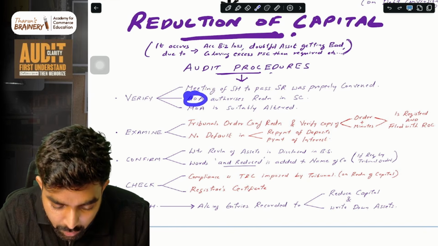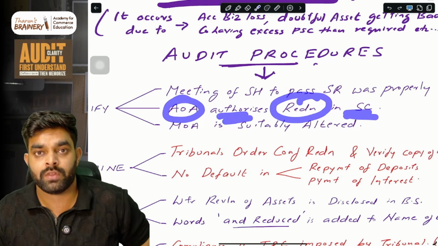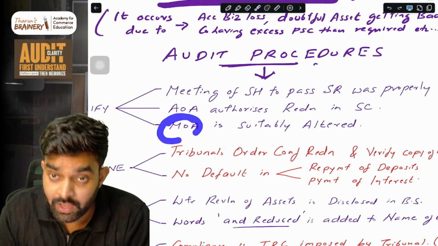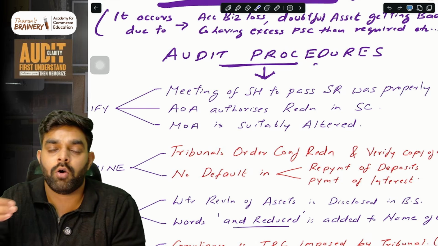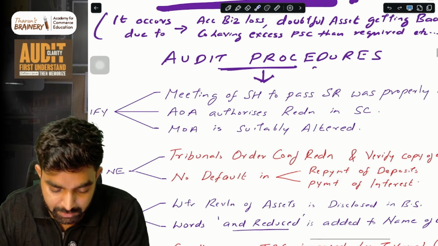Then check that the AOA, Articles of Association, authorizes the reduction in share capital. Make sure the AOA allows you to reduce the share capital. Make sure that after the reduction, the MOA is suitably altered. In the MOA, you have to alter and write that the share capital has been reduced from this to this. That thing you have to mention.